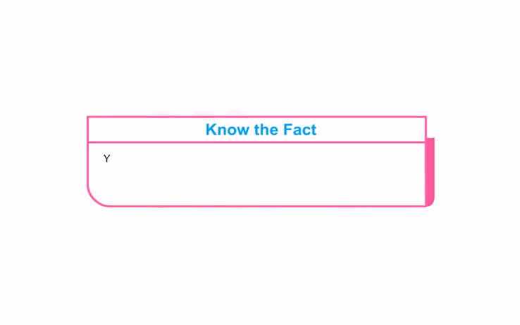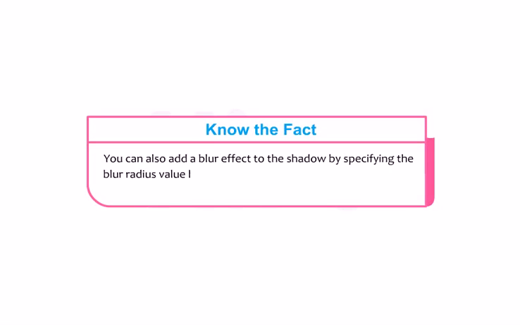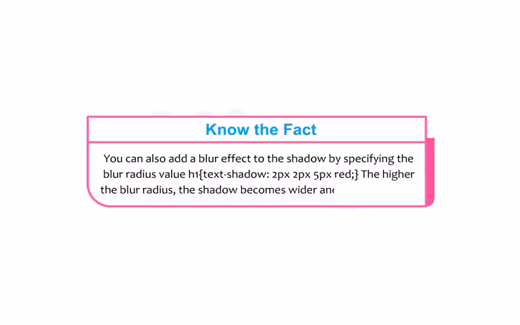Students, let's know the fact. You can also add a blur effect to the shadow by specifying the blur radius value. H1 { text-shadow: 2px 5px red; } The higher the blur radius, the shadow becomes wider and lighter in color.